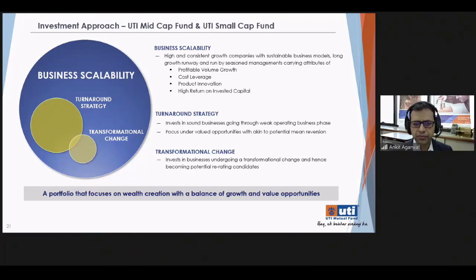We also invest a part of our portfolio in what we call transformational change, where it is possible that a business might be undergoing a transformational change owing to maybe something changing in the sector, or maybe there is a change within the company itself, which could lead to a structural re-rating of the stock. So that is how our investment approach works in both the funds, where the core remains more quality focused, and then we also complement that with a certain amount of turnaround and transformational opportunities. So the focus is wealth creation, giving it a good balance of growth opportunities along with some value opportunities. Next slide.